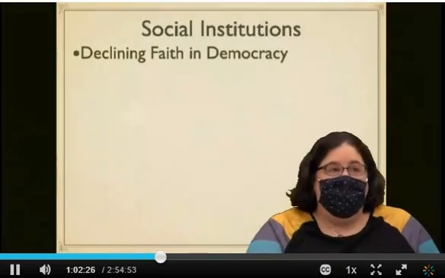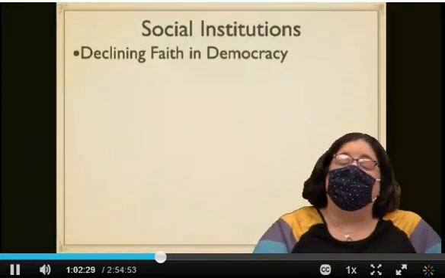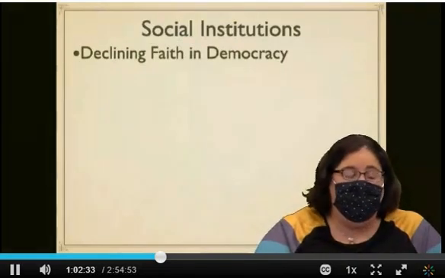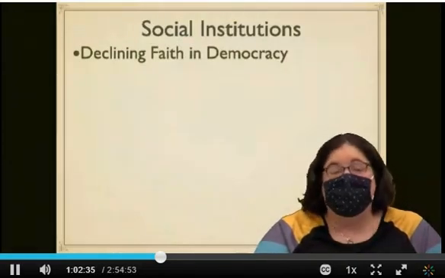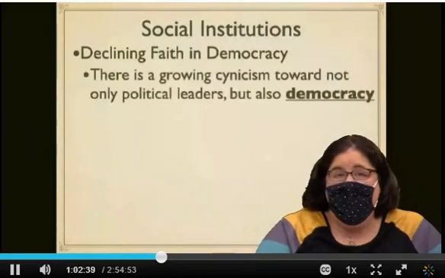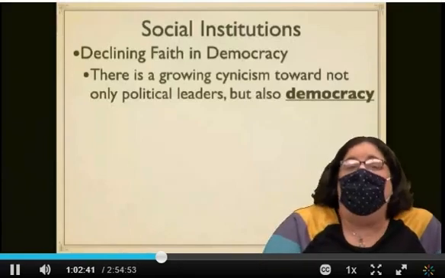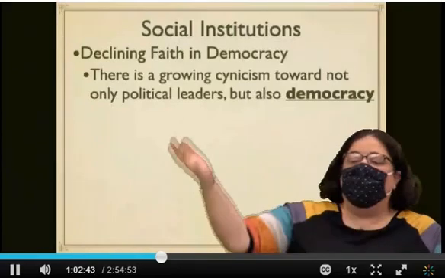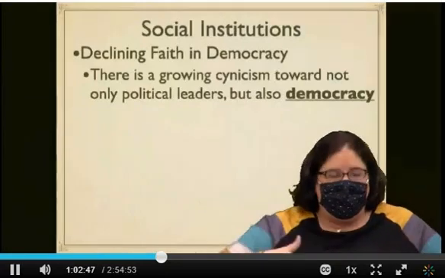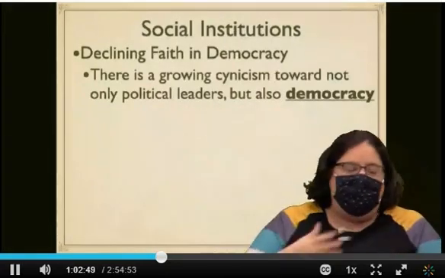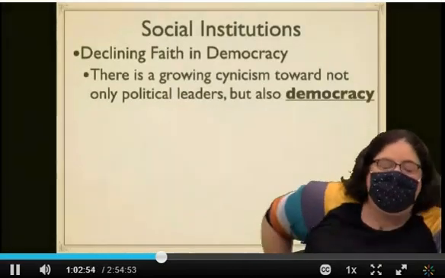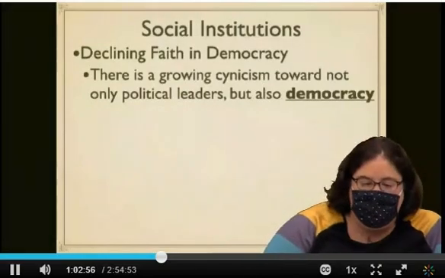So yeah, capitalism is one of our institutions. It's one of the most closely guarded institutions in our culture. Ironically, the one that isn't as closely guarded, though we think that it should be the strongest, is democracy. And it turns out that there is a growing cynicism, again, among younger generations more than older ones. But that's because older generations have lived with it longer and so they like it more. But anyway, there's growing cynicism towards not only political leaders, but democracy itself.